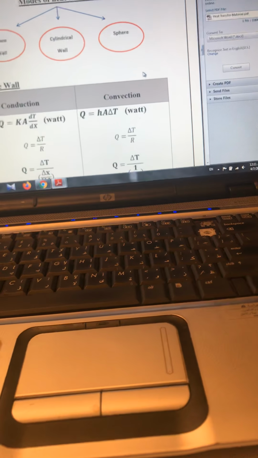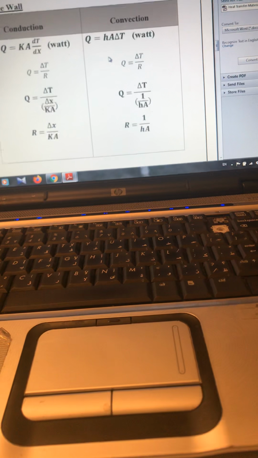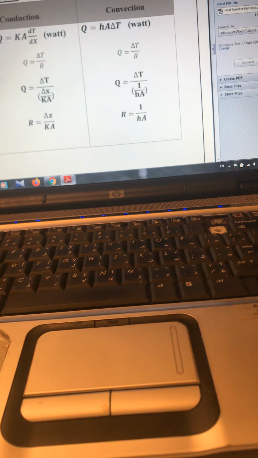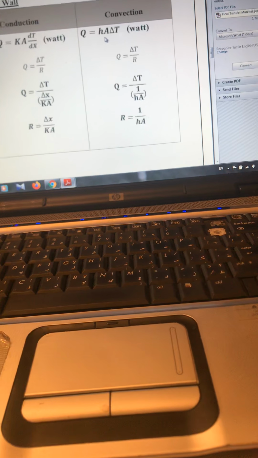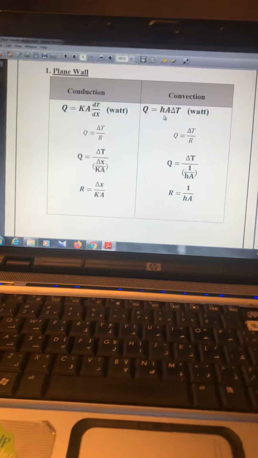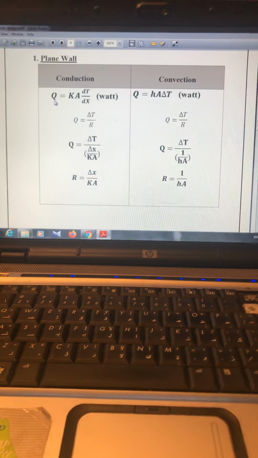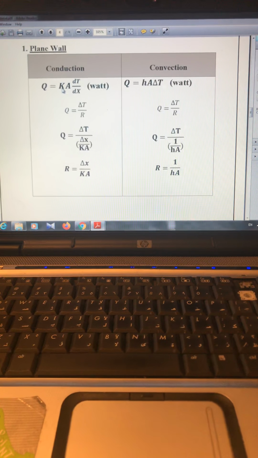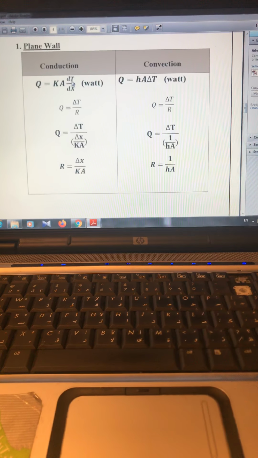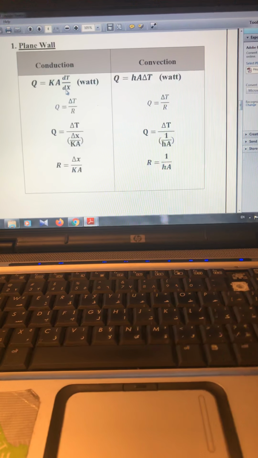First we will talk about the plane wall. There are two types of heat transfer, conduction and convection. These are the two main equations that we will use. The first one, as we explained in the other part: Q is the heat transfer rate, K is the constant, A the area, delta T is the temperature difference, and delta X is the wall thickness.